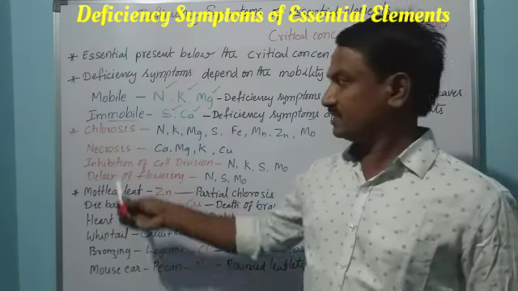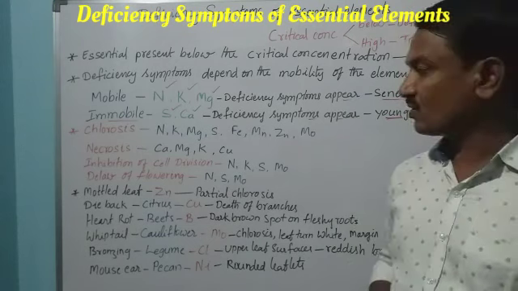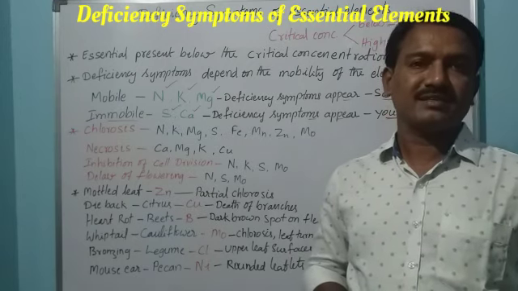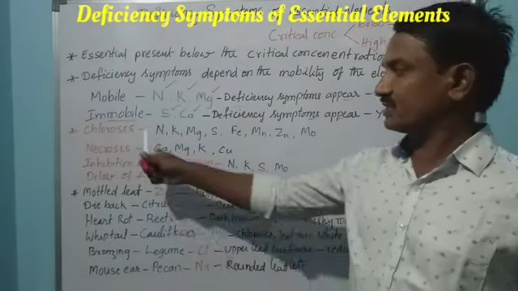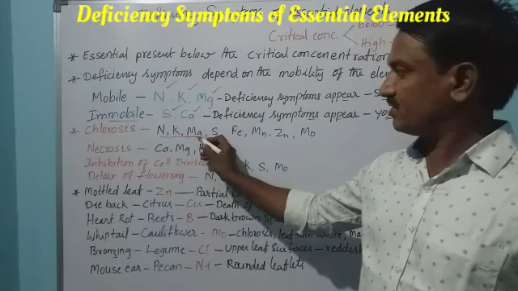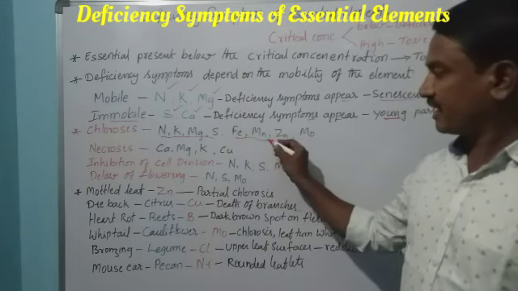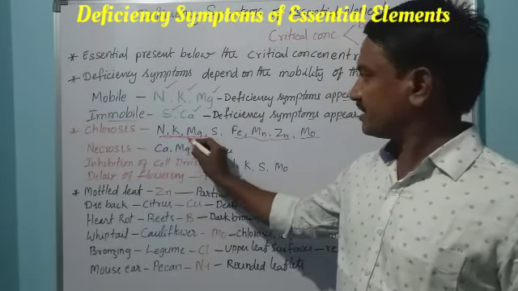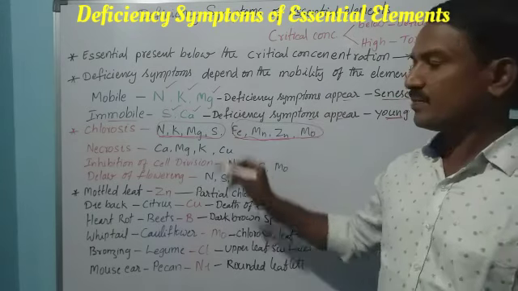Let us discuss some deficiency symptoms. Chlorosis means loss of chlorophyll pigment, which turns the color from green to yellowish. Chlorosis is caused by deficiency of nitrogen, potassium, magnesium, sulfur, and also iron, manganese, zinc, and molybdenum. Nitrogen, potassium, magnesium, and sulfur are macro elements, and iron, manganese, zinc, and molybdenum are micro elements.